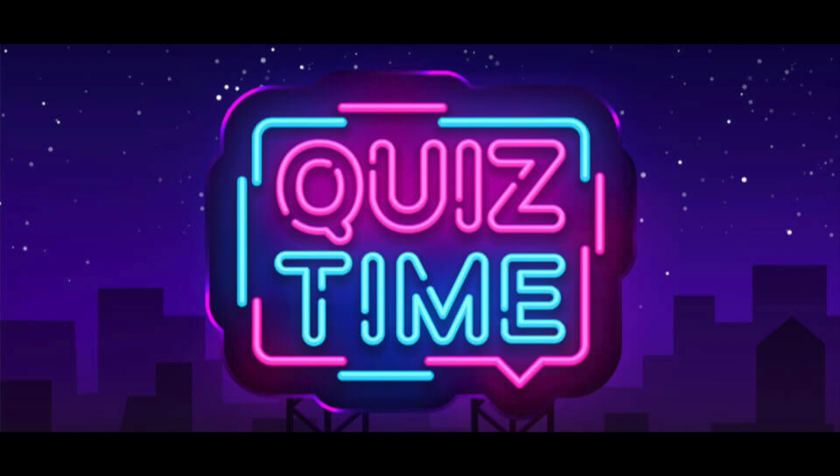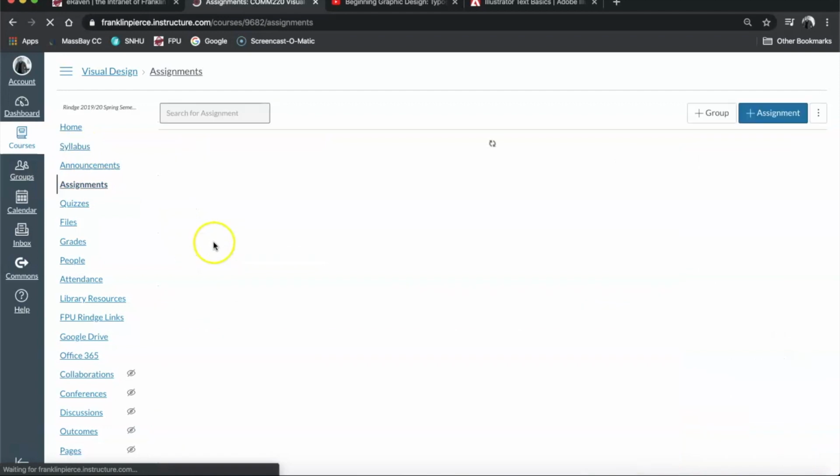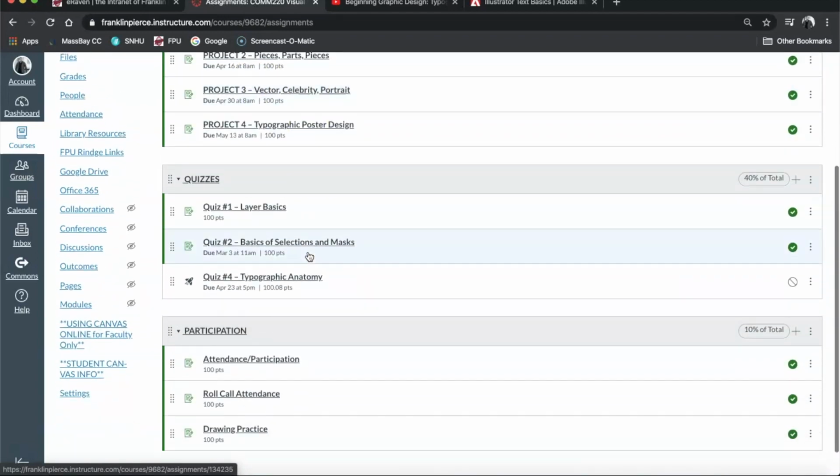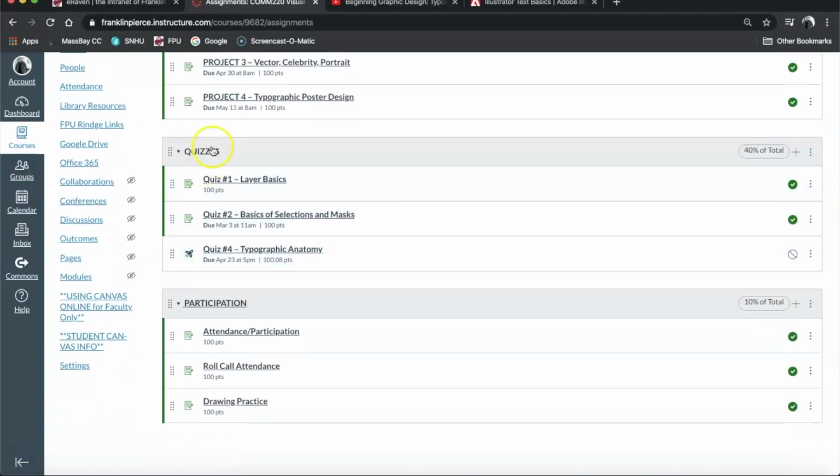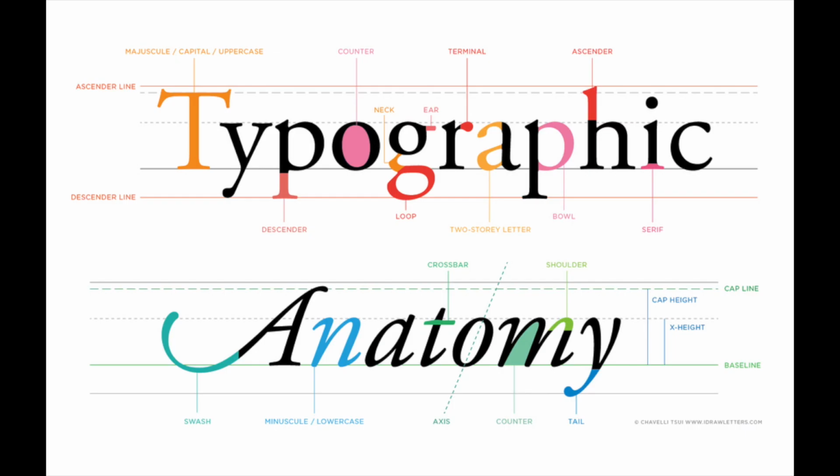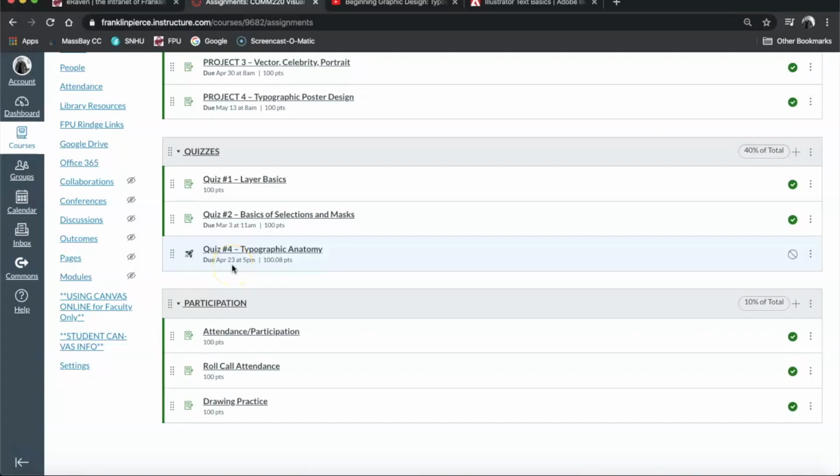If you notice over here in Canvas under assignments, now you won't be able to see this because it hasn't been launched yet, but under quizzes you'll see I have quiz number 4. We did skip quiz number 3, so you'll notice that's missing. We got rid of that altogether, but we are doing a quiz for typographic anatomy. Now relax, it's not until April 23rd. You have oodles of time to study for this.